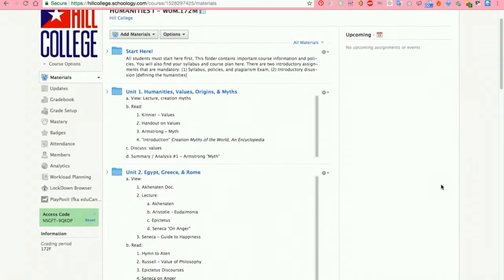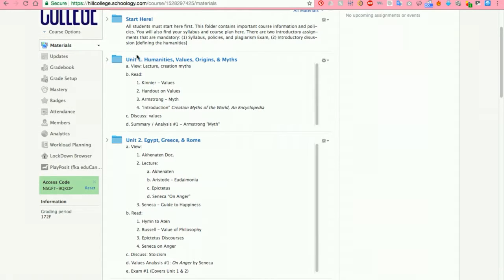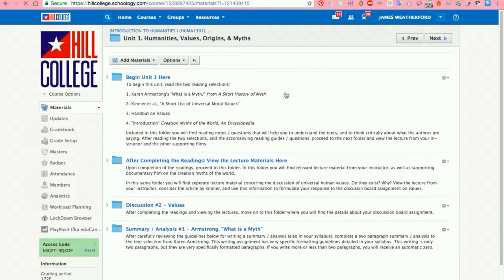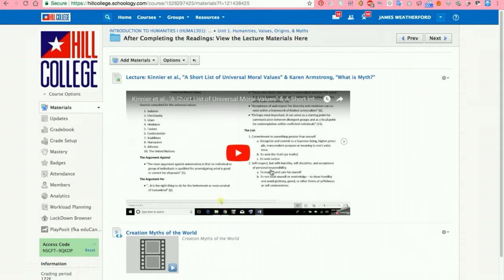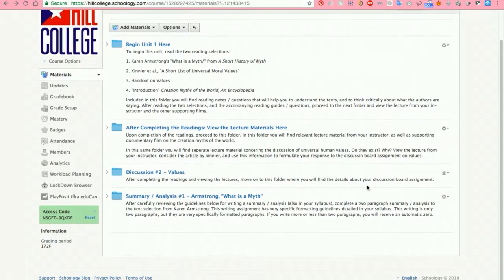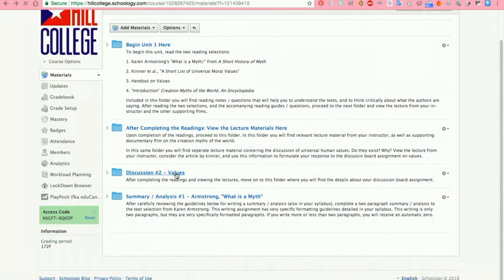But the unit following, right, is Unit 1. And this is where we'll talk about values, origins, myths, and, in each folder, you'll find all of the material that you need. And so here we have, begin the unit here. There's some reading selections. Then there's some items that you will view in this folder, and an explanation of this article on values. And then you'll do a discussion on values. So just click the link.